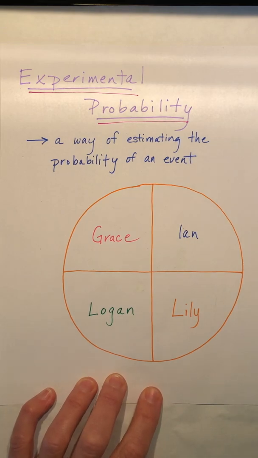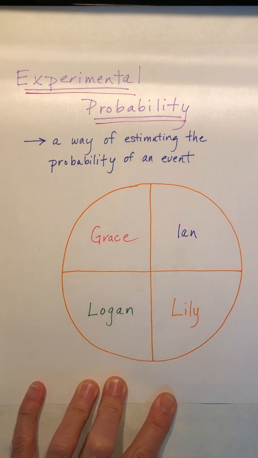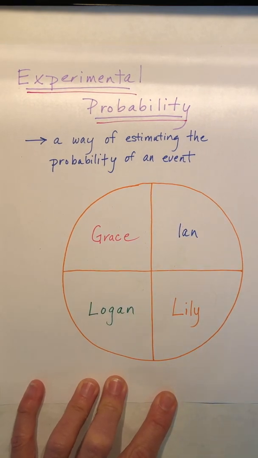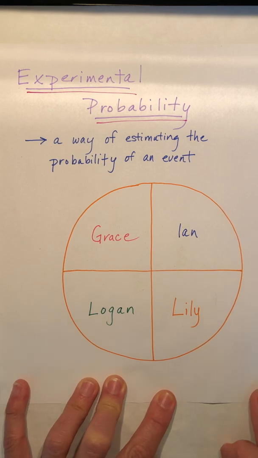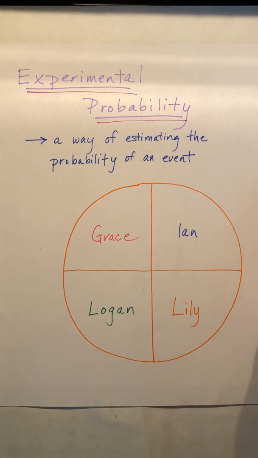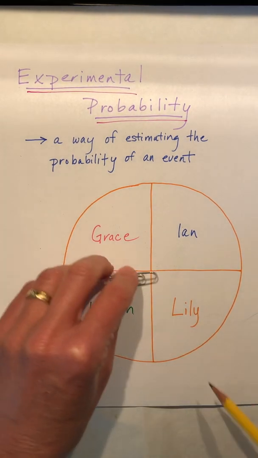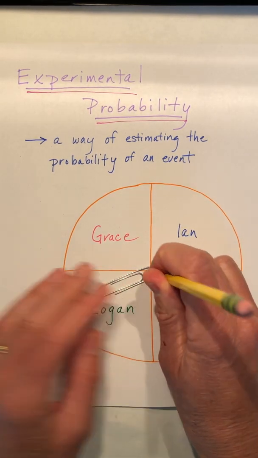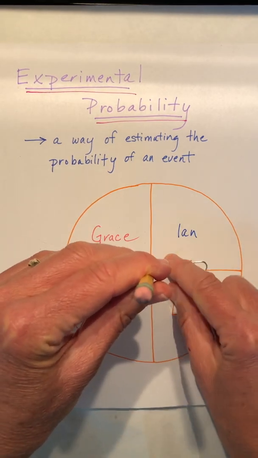Yesterday we were talking about probability in general, and today we're going to talk about one kind of probability called experimental probability. It's a way of estimating the probability of an event based on what's already happened. So I have a spinner here with 4 names, and I'm going to use a pencil and a paper clip as my spinner. And let's see.